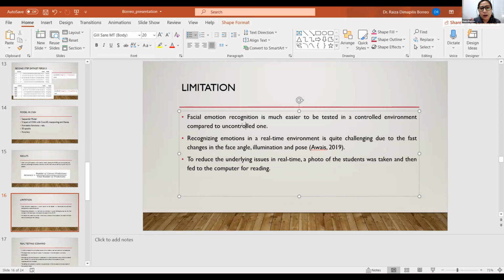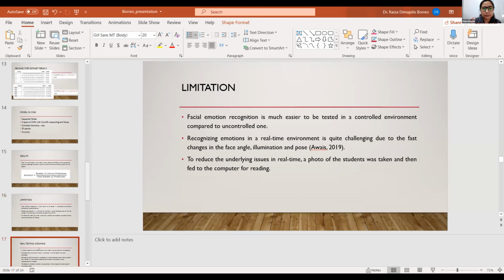Students tend to do a lot of different things. Now, to reduce the underlying issues in real time, I just took a photo of the students and then fed that to the computer for reading. Although I've tried that in real time, the emotion recognition is so fast that the algorithm is having a hard time analyzing the photo constantly.